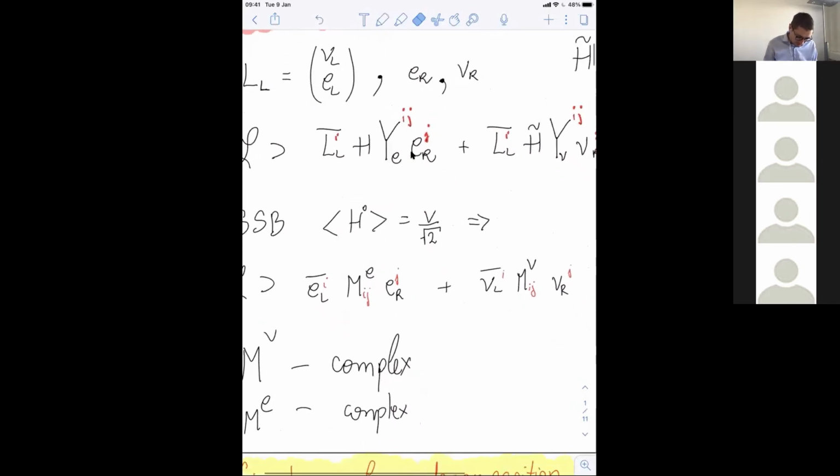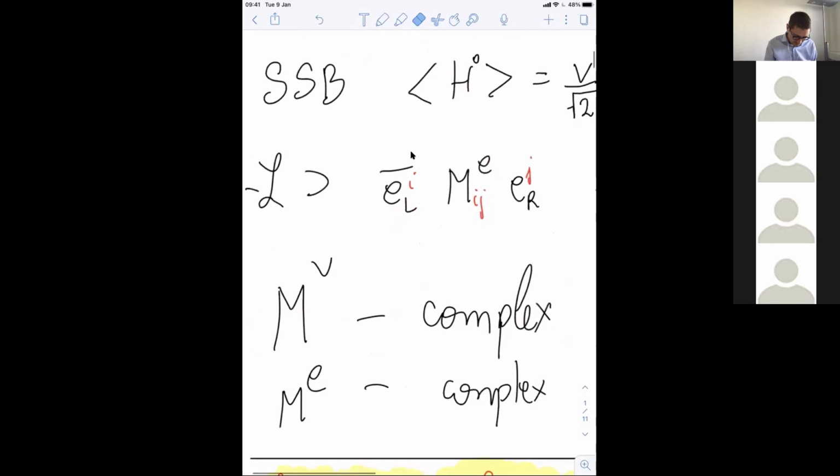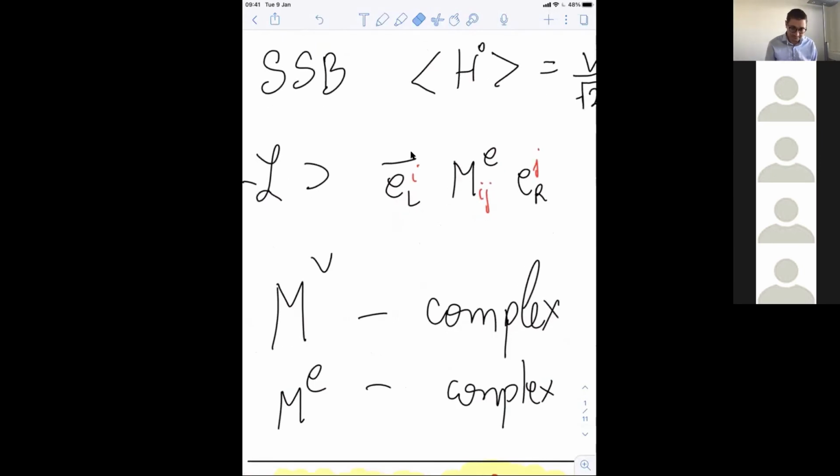So there will be the mass matrix for electrons and neutrinos, and they are in general complex 3 by 3 matrices, both of them.